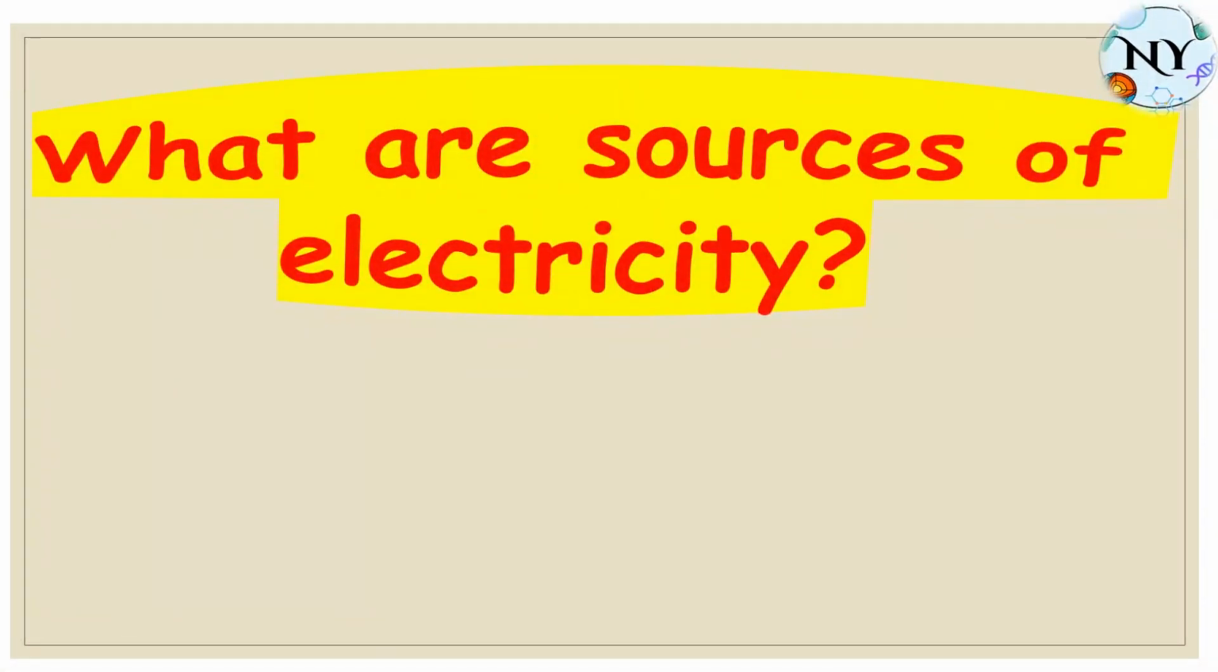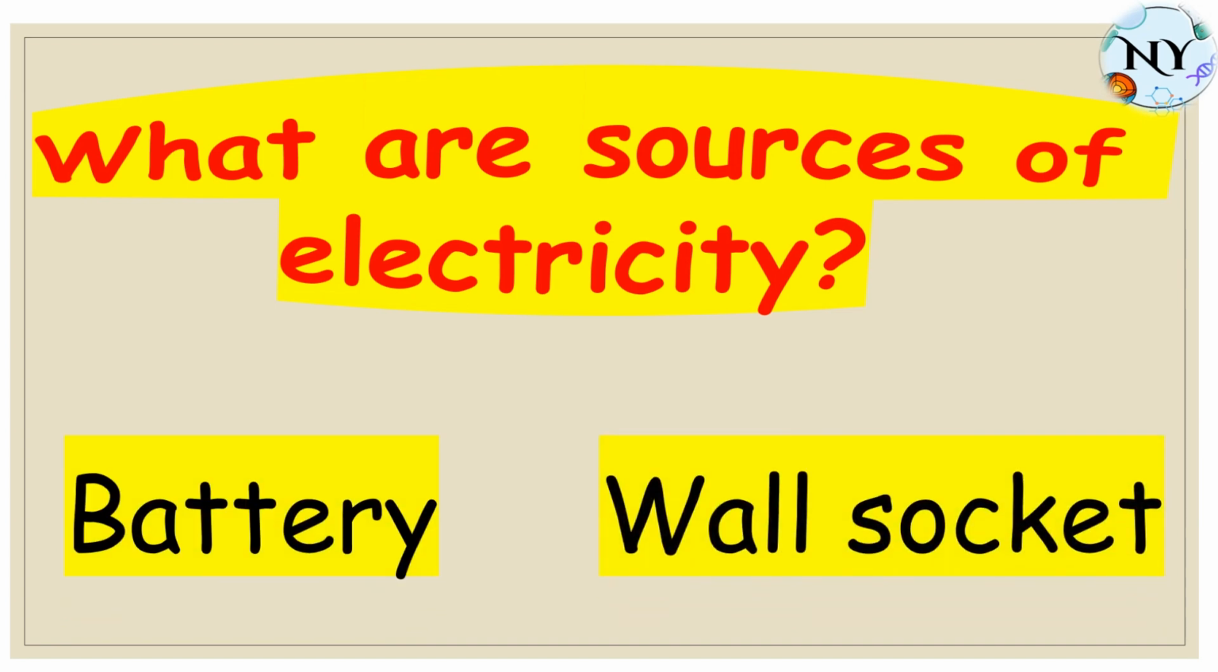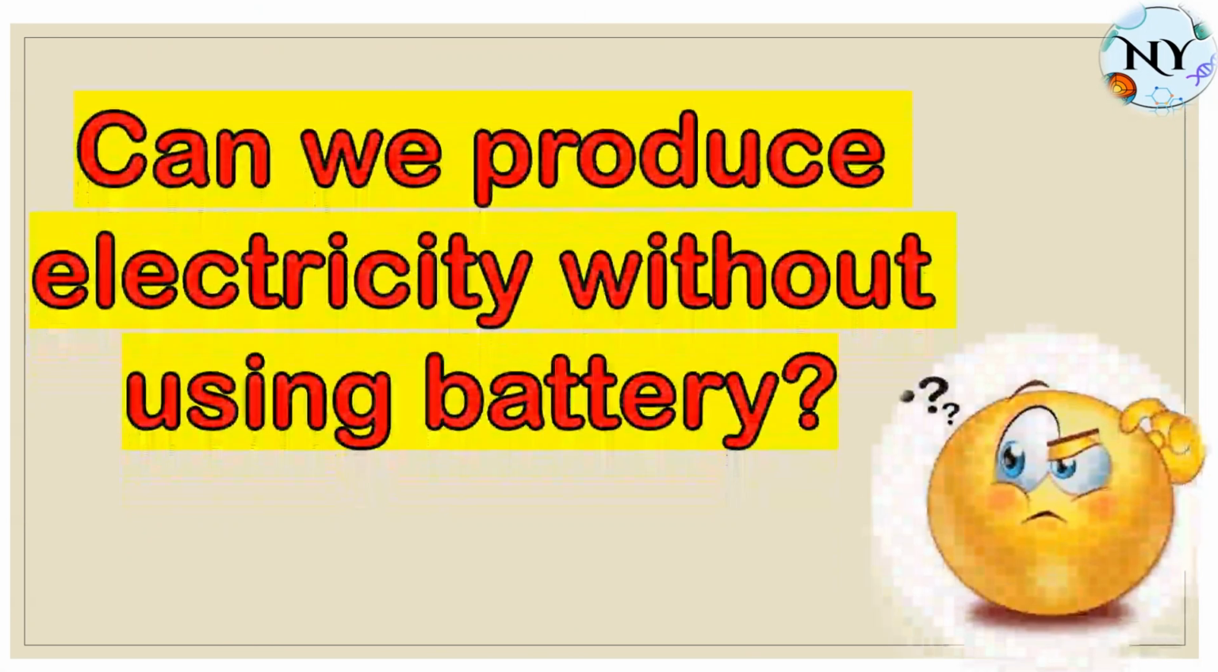Remember last time when we said we have two sources of electricity, which are battery and wall socket. And to make an electric circuit, we need a source of electricity such as a battery, a light bulb, a switch, and wires. All right. So what do you think? Can we produce electricity without using a battery? Or can we produce electricity without using a wall socket? Can we make that?